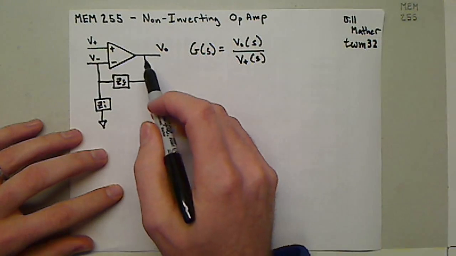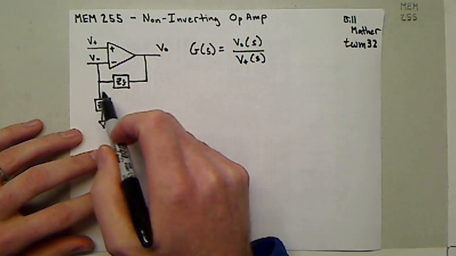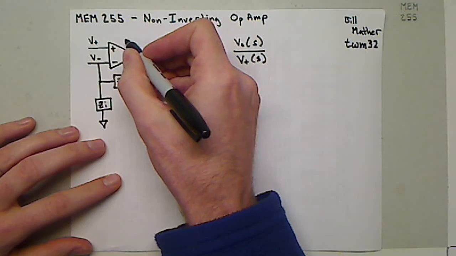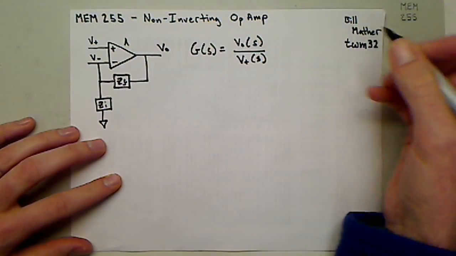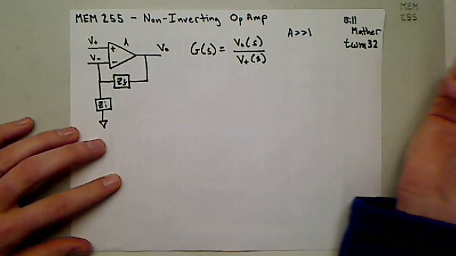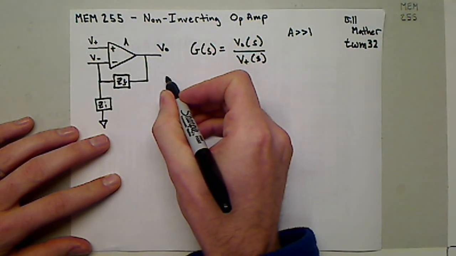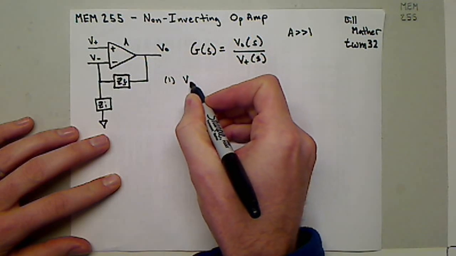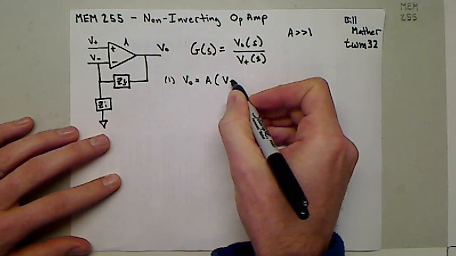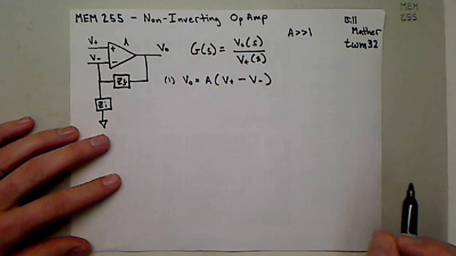So just to go through the steps, I'm going to write down the equations of the relationships between the voltages. The first relationship: I'm going to assume the op-amp has a gain of A, and I'm going to assume that gain A is much, much greater than 1. And we'll see where that comes in later. So that's going to be equation 1: V out is equal to A times (V plus minus V minus). That's going to be equation 1.